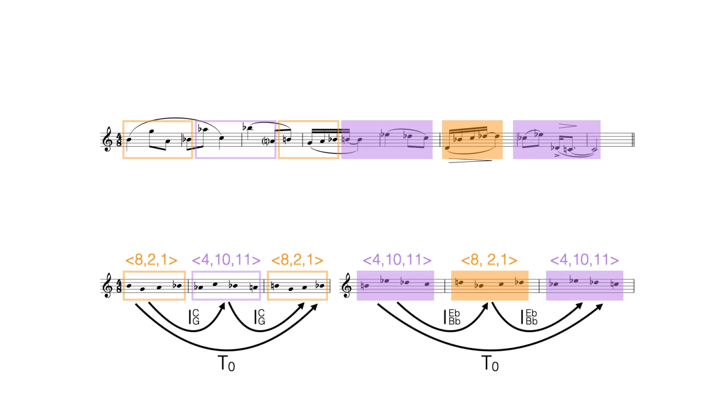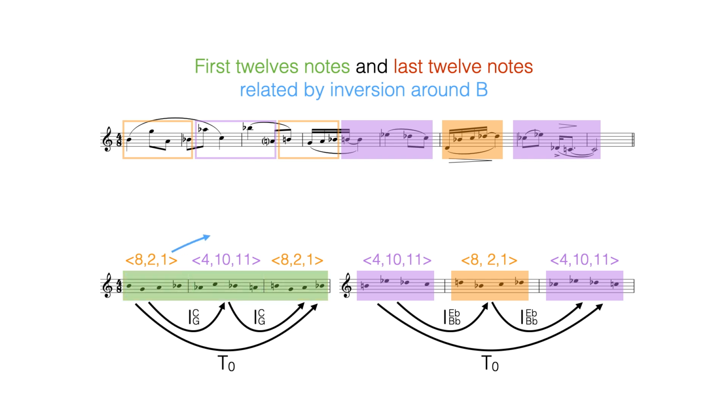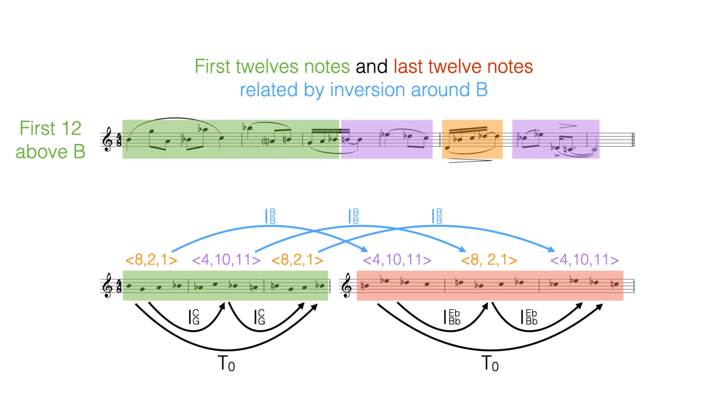Looking at the melody as a whole, we note that the first 12 notes and the last 12 notes are related by inversion around B. Everything the first 12 notes do above B, the second 12 do below B, and vice versa. Inversional symmetry thus plays a role within each half of the melody and between its halves as well.